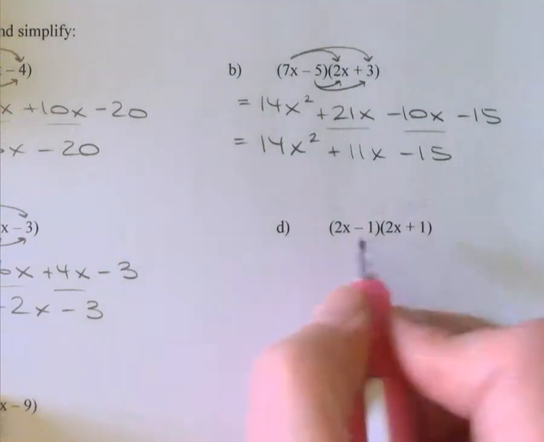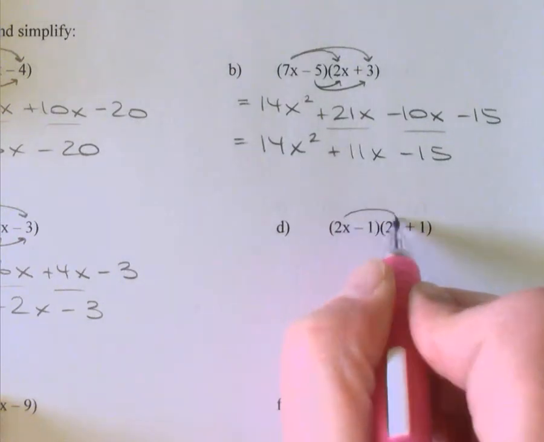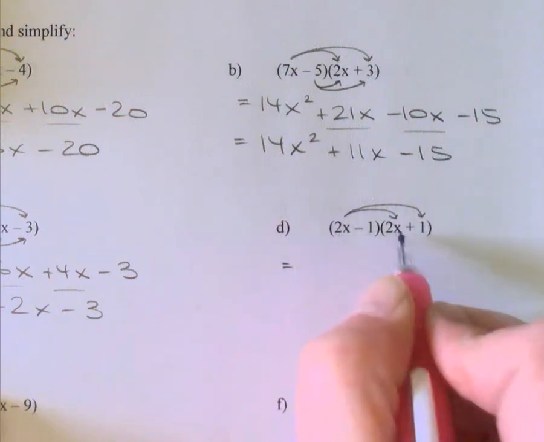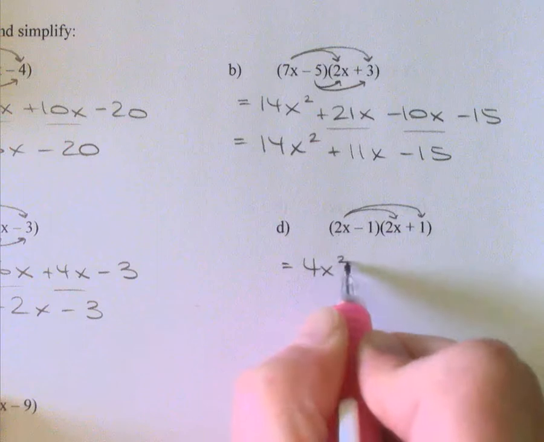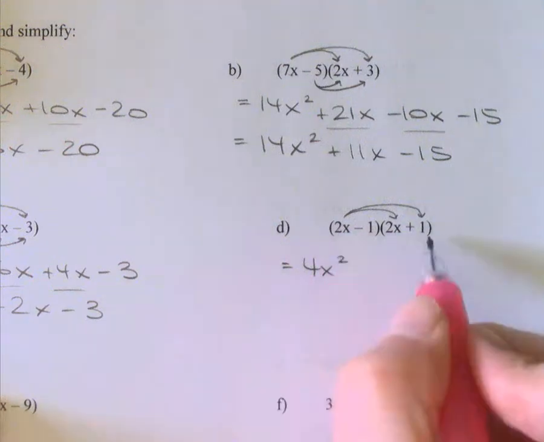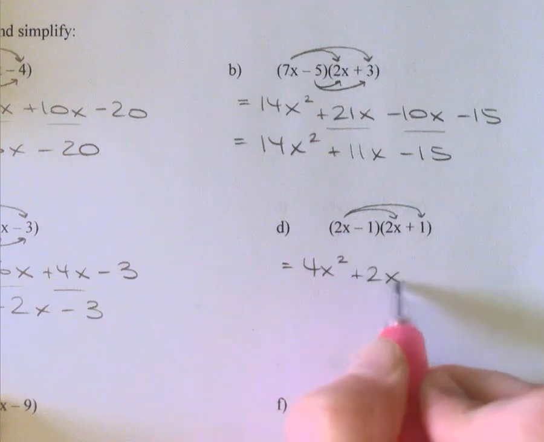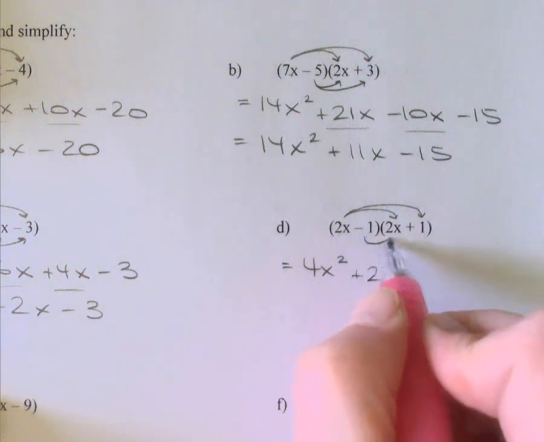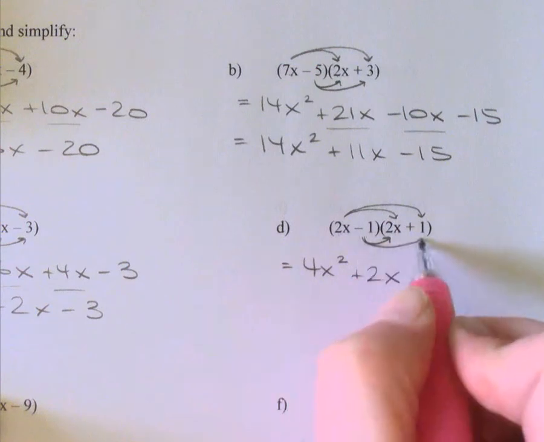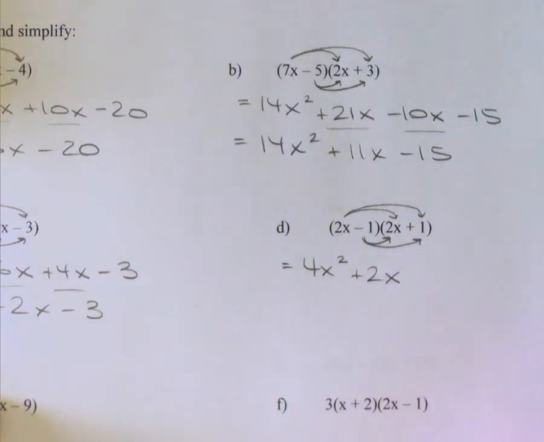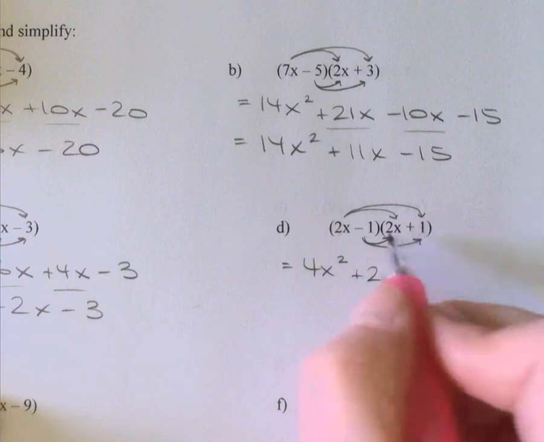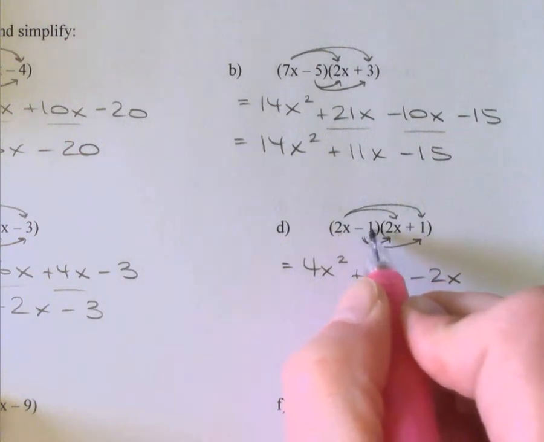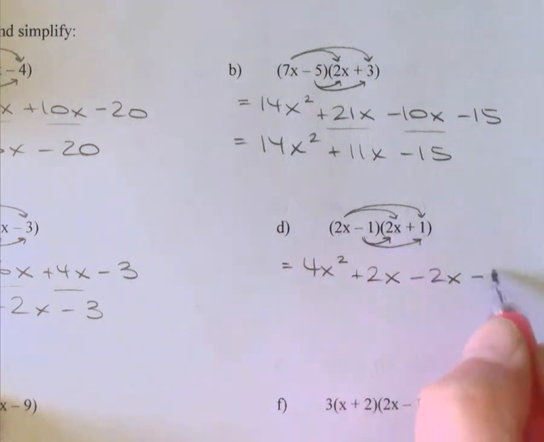If I look at this one, I need to do 2x times 2x and 2x times 1. So 2x times 2x is 4x squared. 2x times 1 is 2x. Now I need to multiply minus 1 by everything. So minus 1 times 2x and minus 1 times 1. Minus 1 times 2x is minus 2x. And minus 1 times 1 is minus 1.